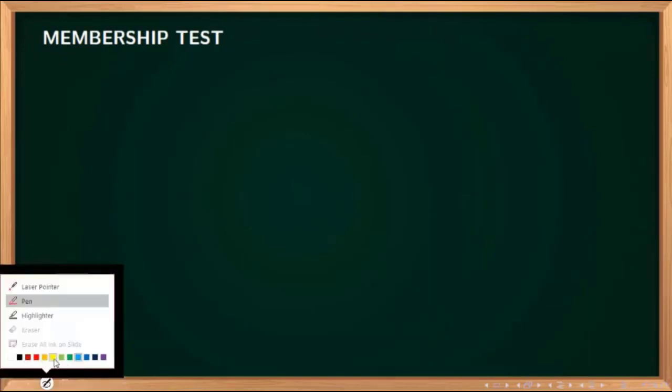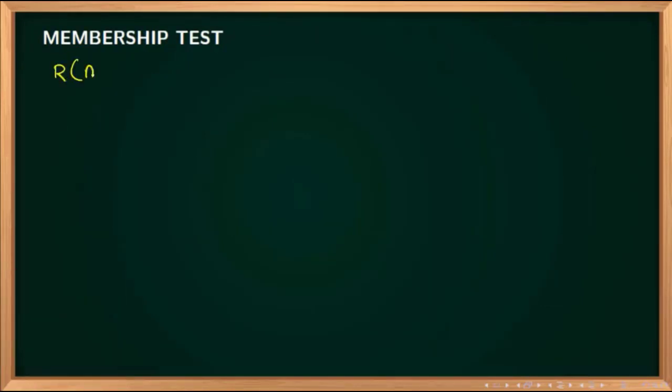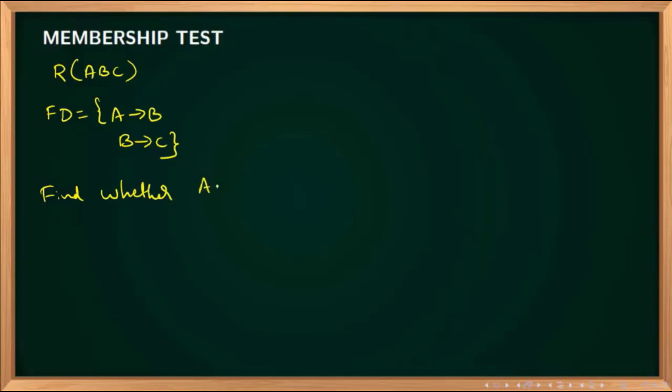Now the next one is membership test. Membership test means they will be giving some relation schema. For example, I'll write relation R(A, B, C). The FD set contains A to B and B to C. Their question will be: find whether A determines C is a member.